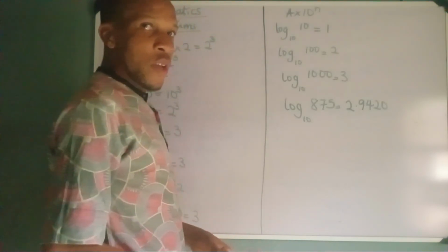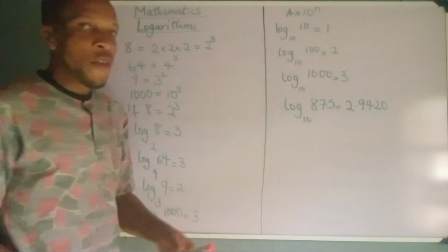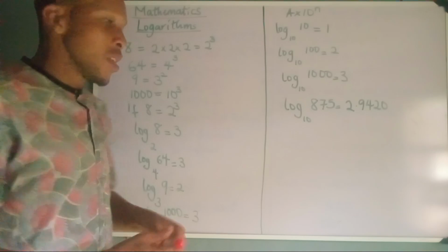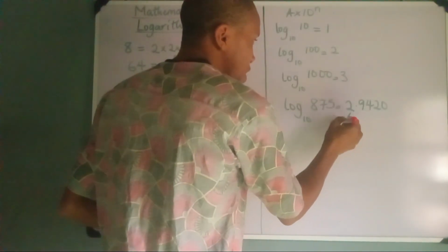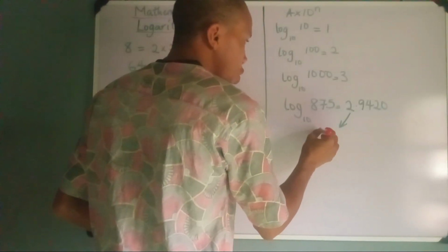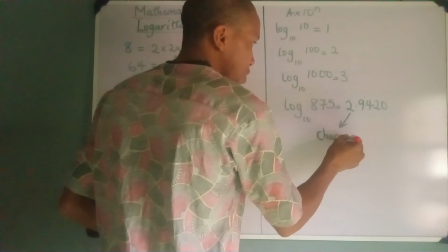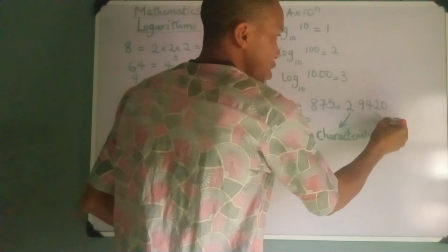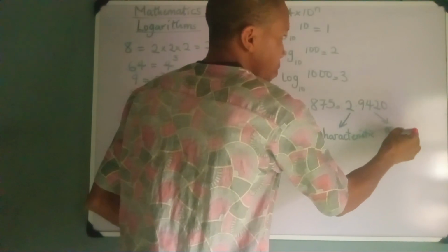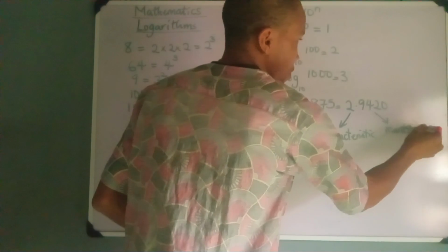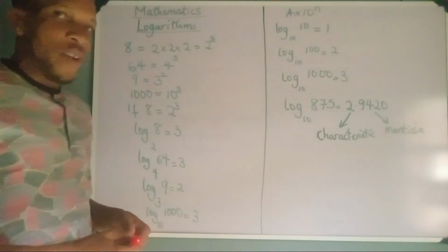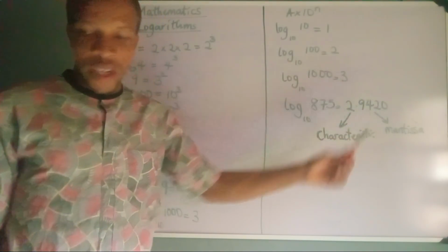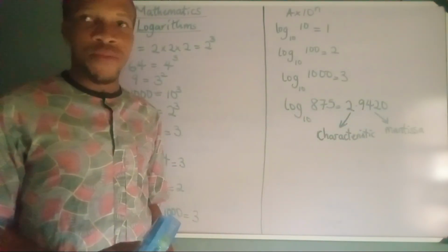2.9420. Now, in most cases, logarithm of numbers usually have the whole part and the decimal part. The whole part is referred to as the characteristic, and the decimal part is referred to as the mantissa. Okay, so how do we obtain the characteristic and how do we obtain the mantissa if there is no calculator?